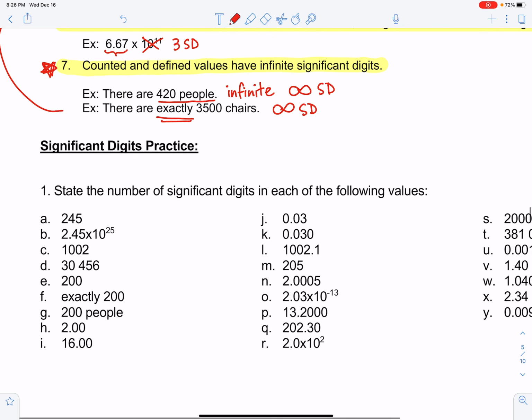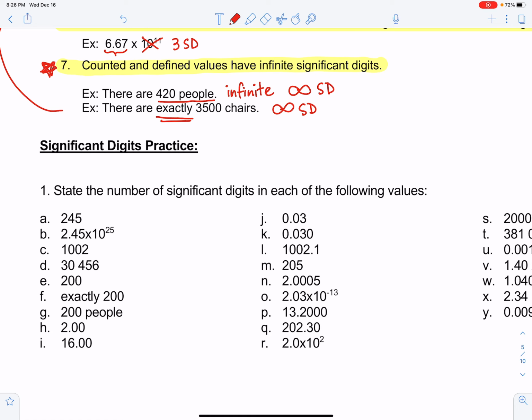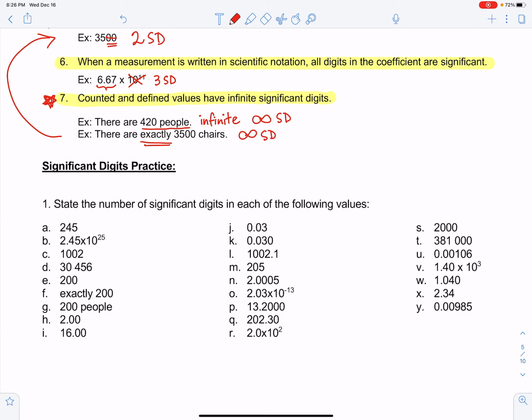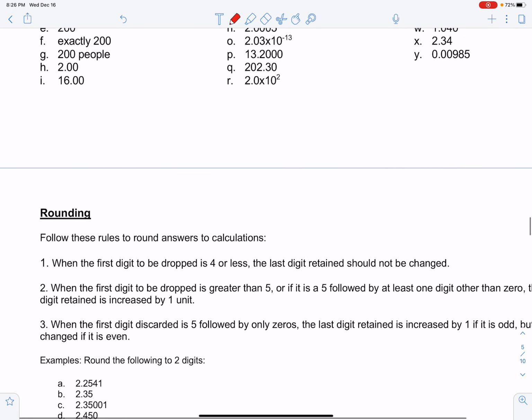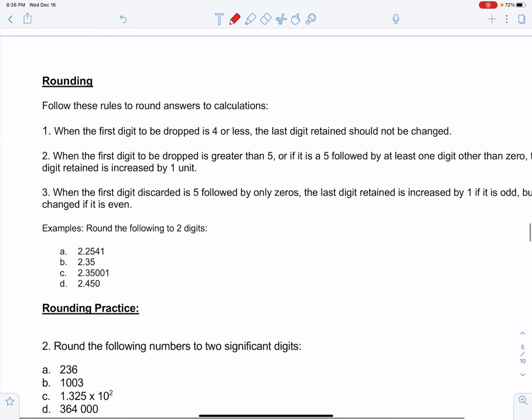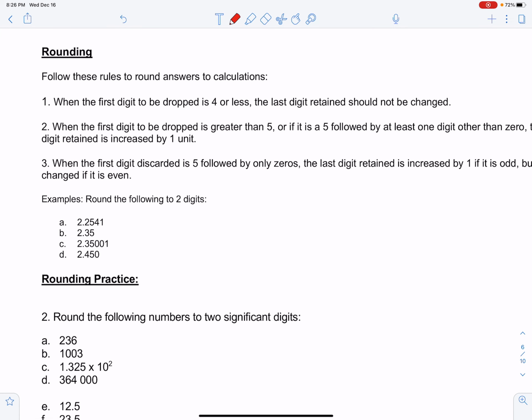Here's some practice on identifying the number of significant digits that are present. I want you to do these. Before you do, I want to go over some rules for rounding numbers. I know you have practiced rounding numbers, but it's a little bit more technical when you study senior level science. Let's follow these rules to round answers in calculations.